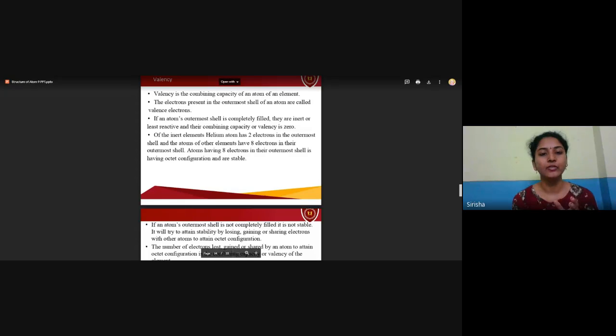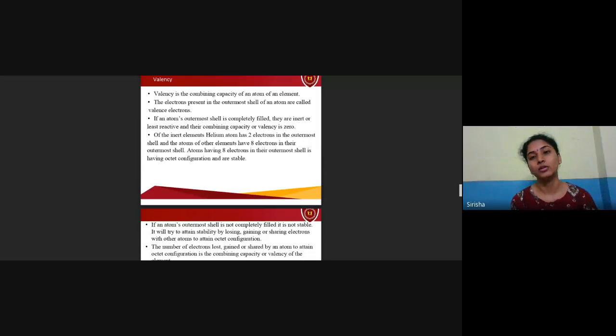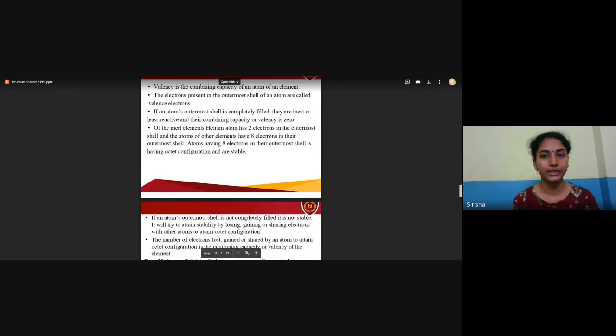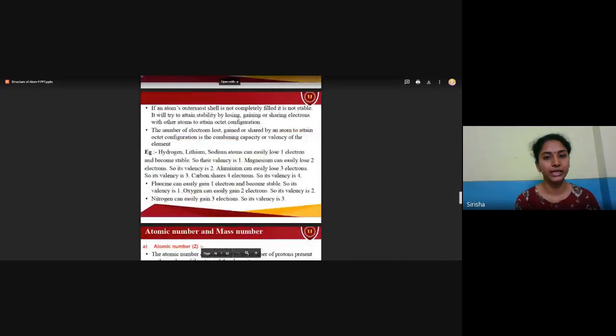Of all the inert elements, helium will have two electrons in the outermost shell, and the atoms of other elements, neon, krypton, xenon, and radon, will have 8 electrons in their outermost shell. So they are called inert gases. They are inert and don't react with any other atom. Atoms having 8 electrons in their outermost shell have an octet configuration. Octet means 8 electrons in the outermost shell, so they need not react with any other atom.